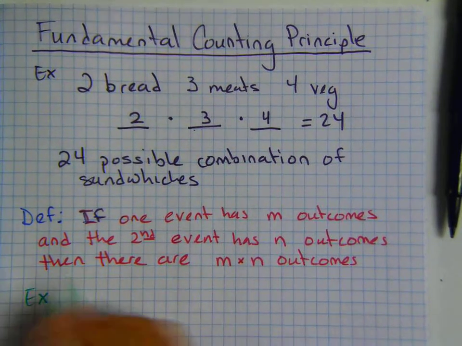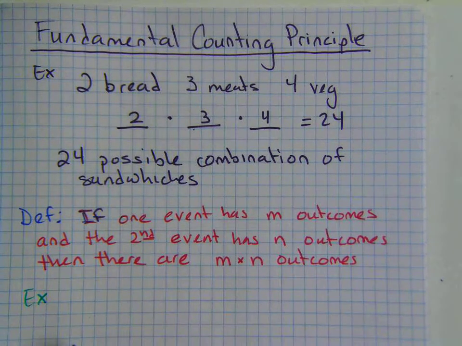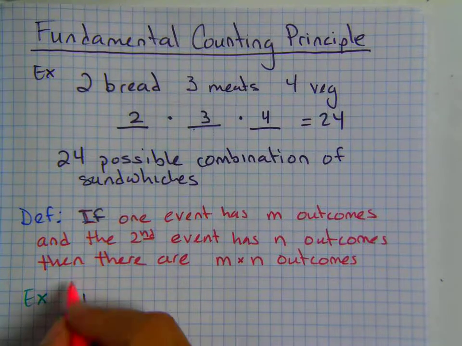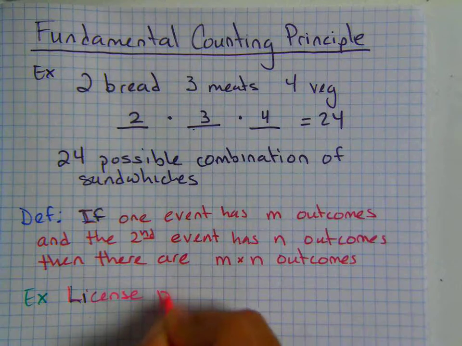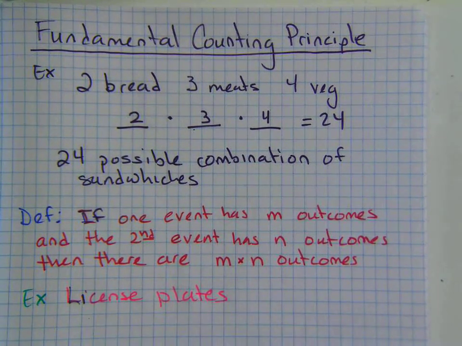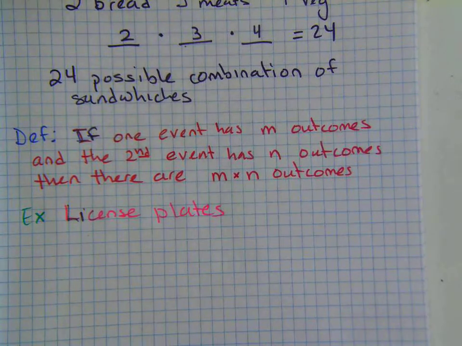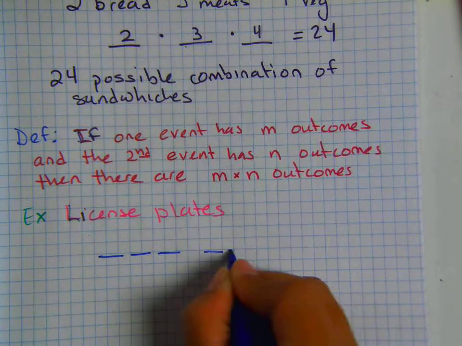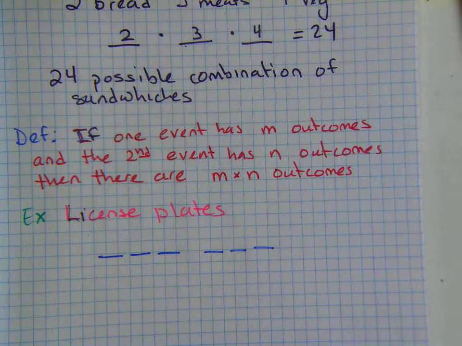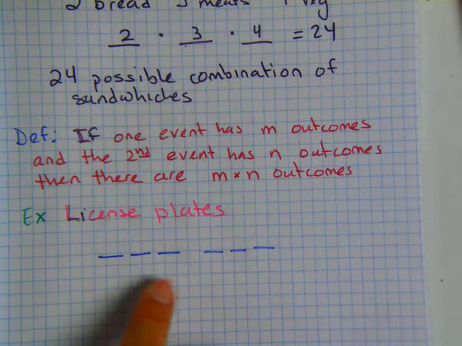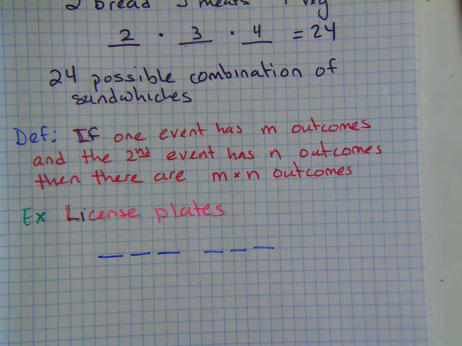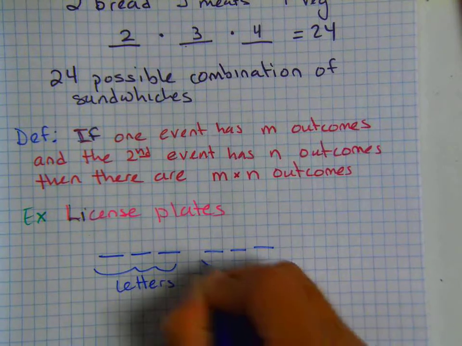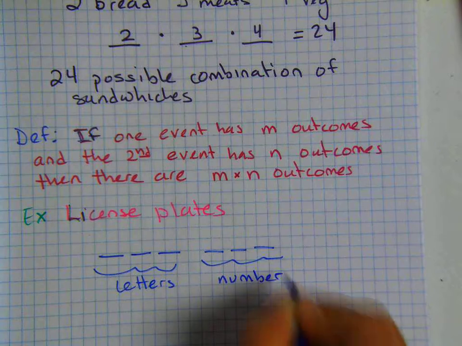So for example, let's say that we want to look at all the possible license plates. And I want to know, so back in the day, there used to be just 3 spots, 3 letters, and then 3 numbers. And they actually had to change the system because there were more cars being produced than the possible number of combinations that could have occurred. So let's say back in the day, these needed to be letters and these needed to be numbers. So let's just take a look at what the fundamental counting principle says.